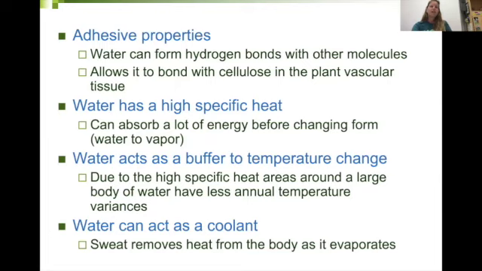High specific heat, so it can absorb a lot of energy between changing form, between water and vapor. This allows it to be evaporative cooling on your skin. This is why you sweat. Acts as a buffer to temperature change. It's the reason why Laguna Beach has very moderate temperatures, and the further you get from Laguna Beach, the more the temperature is going to swing between day and night and between the seasons. And water can act as a coolant.